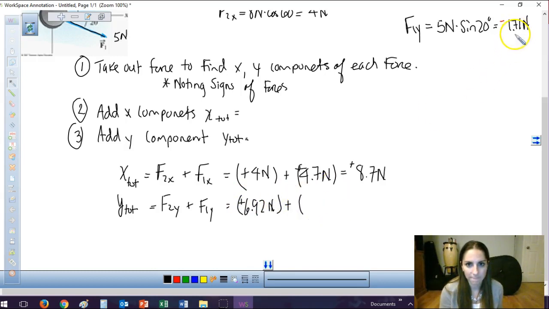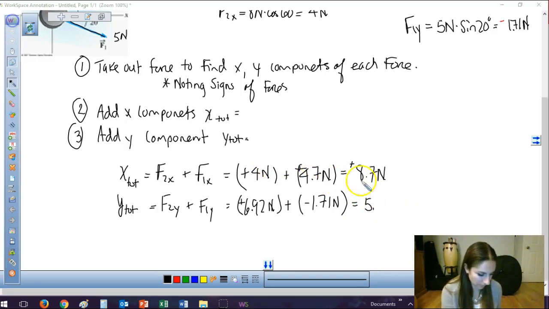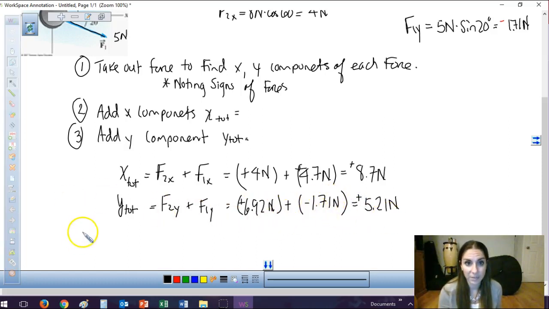Plus, this one is negative. So, even though I'm adding them, yes, you can do 6.92 minus 1.71. That's totally fine. But I want to show you that I am adding them up. So, the negative force here is going to counter the positive, so it's less force in this direction. There we go. So, when I did this, I get 5.21. And again, I like to emphasize the sign here, so the answer is still positive.